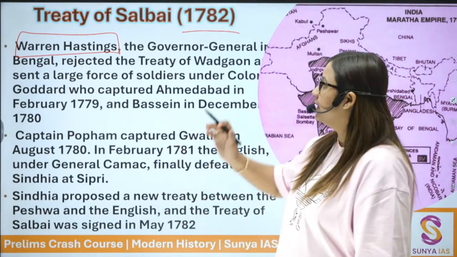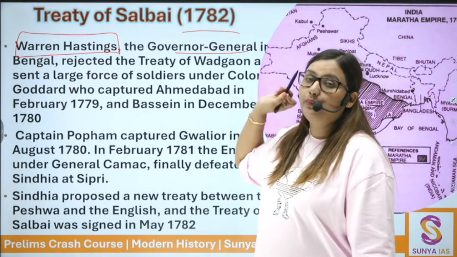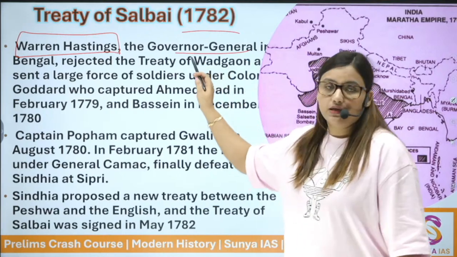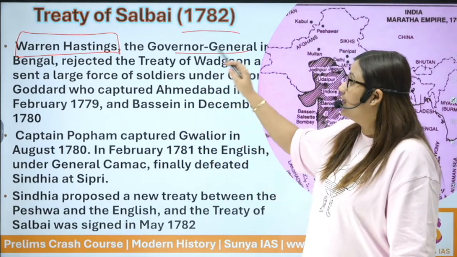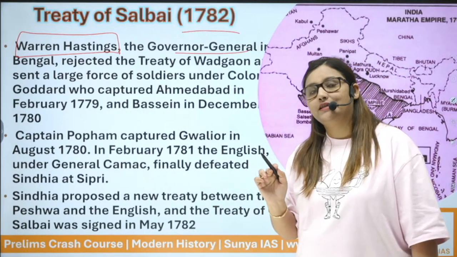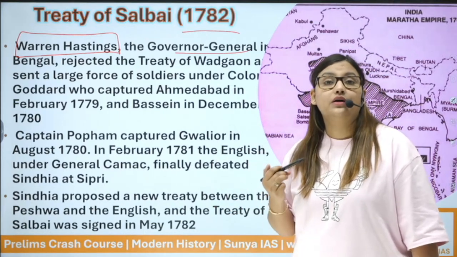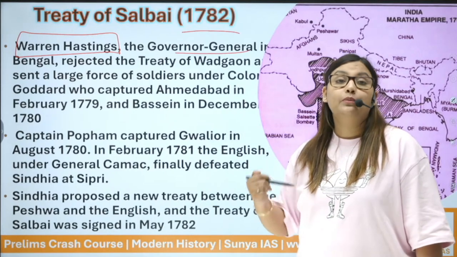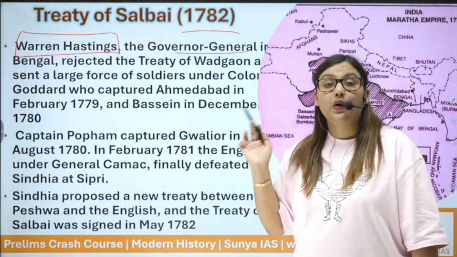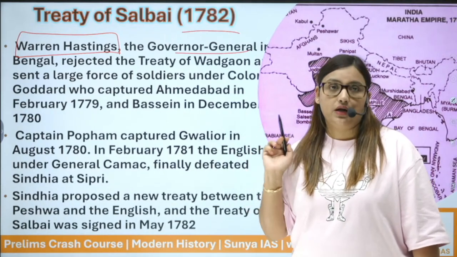So now you see the power of the Governor of Bengal has been increased. He is not just the Governor of Bengal, but the Governor General of Bengal. He has more powers. So Warren Hastings said, no, I am the Governor General. I am more powerful than Bombay and Madras. So I reject this Treaty of Wadgaon.